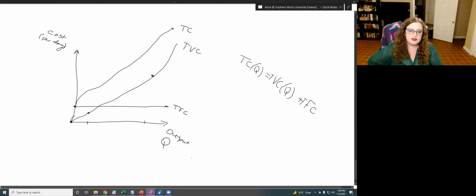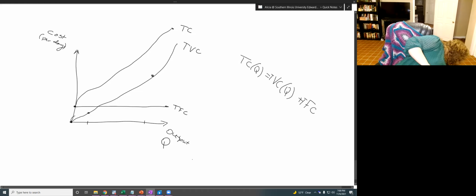When we're thinking about this graph, we're able to see the differences between these fixed and variable costs and what they mean for the goods and services.